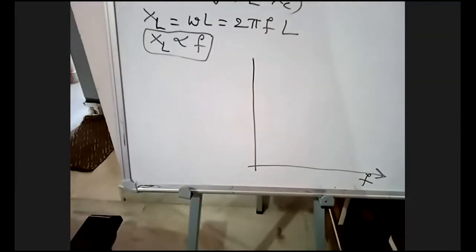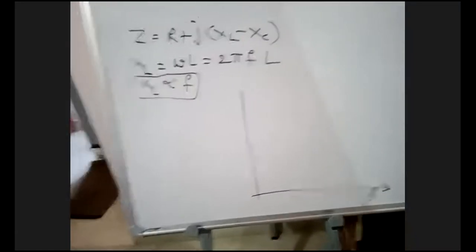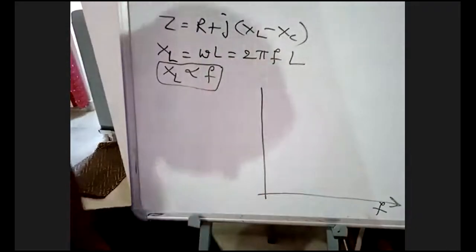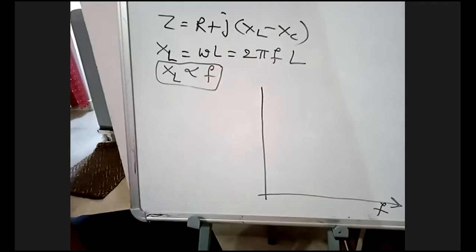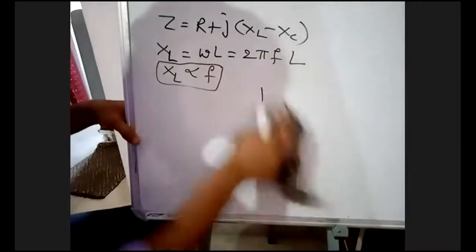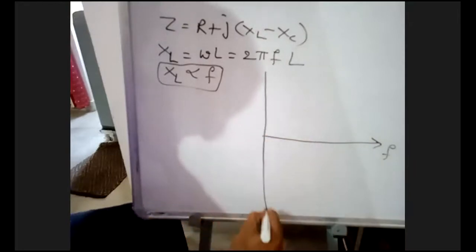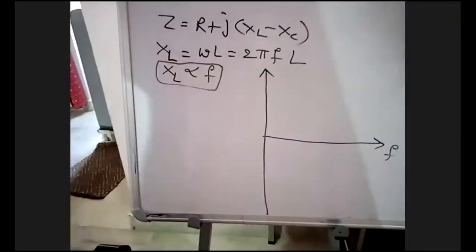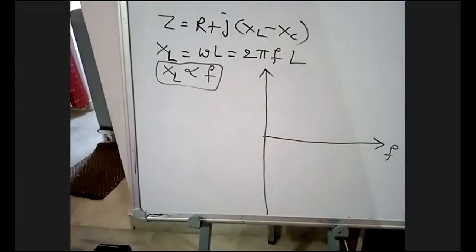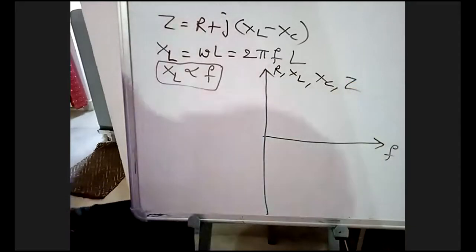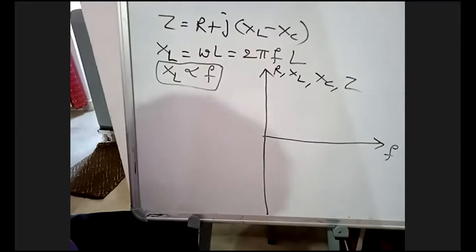On the x-axis, I am taking the frequency. On the y-axis I will take R, XL, XC and Z.